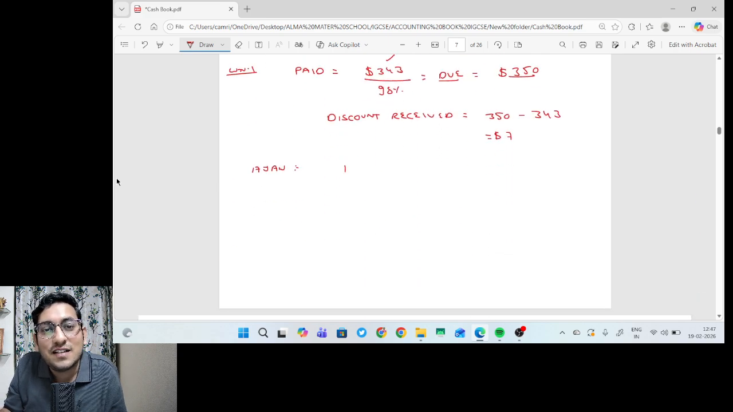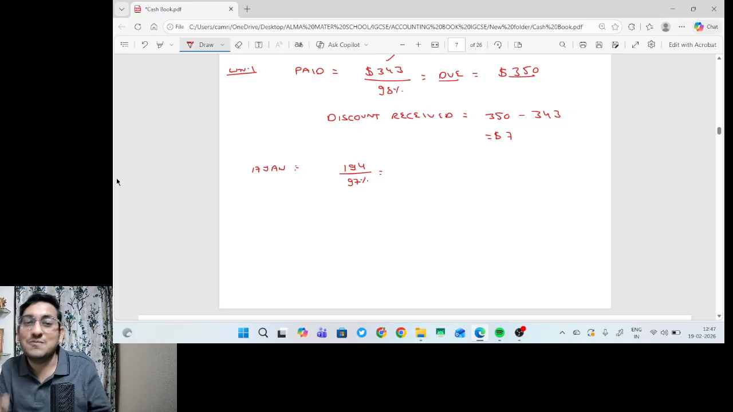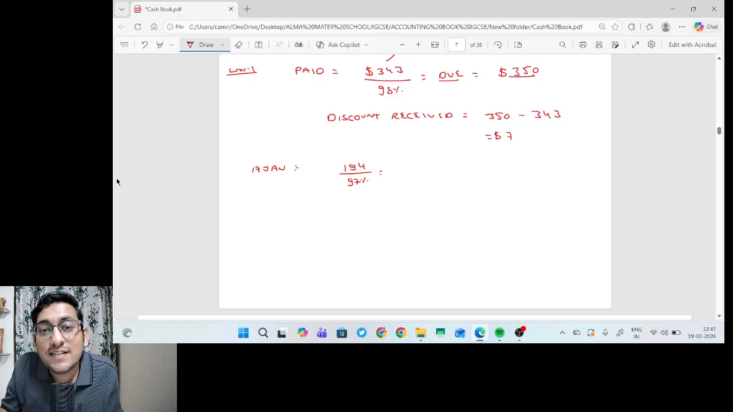Sir, it is simple, na? Paid value is 194 and we have given 3% discount. That means this value is equal to 97%. So please calculate with me. What is the balance you will get? 194 divided by 97%. Sir, the due value is $200. This is the due amount.